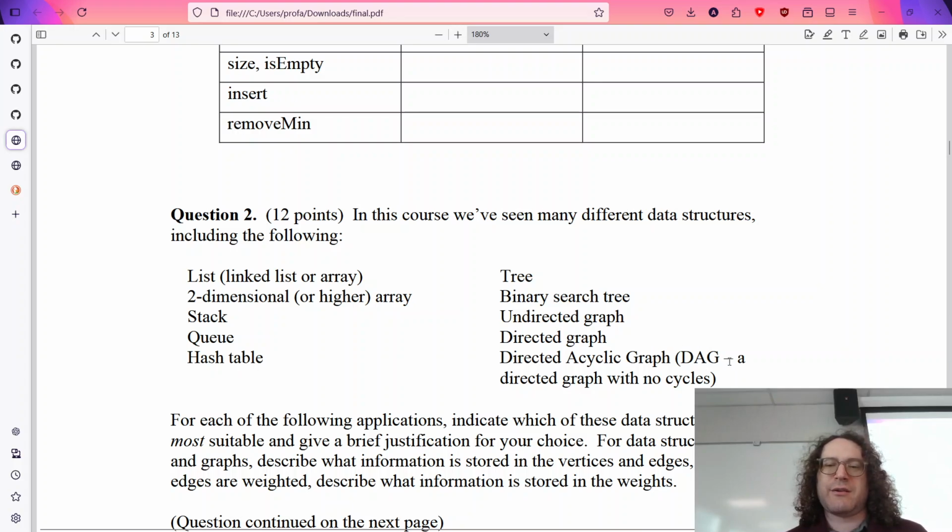And again, yeah, it defines it here, but acyclic is what makes it scary. But we know what a graph is. We know what a directed graph is. The nodes have directions.